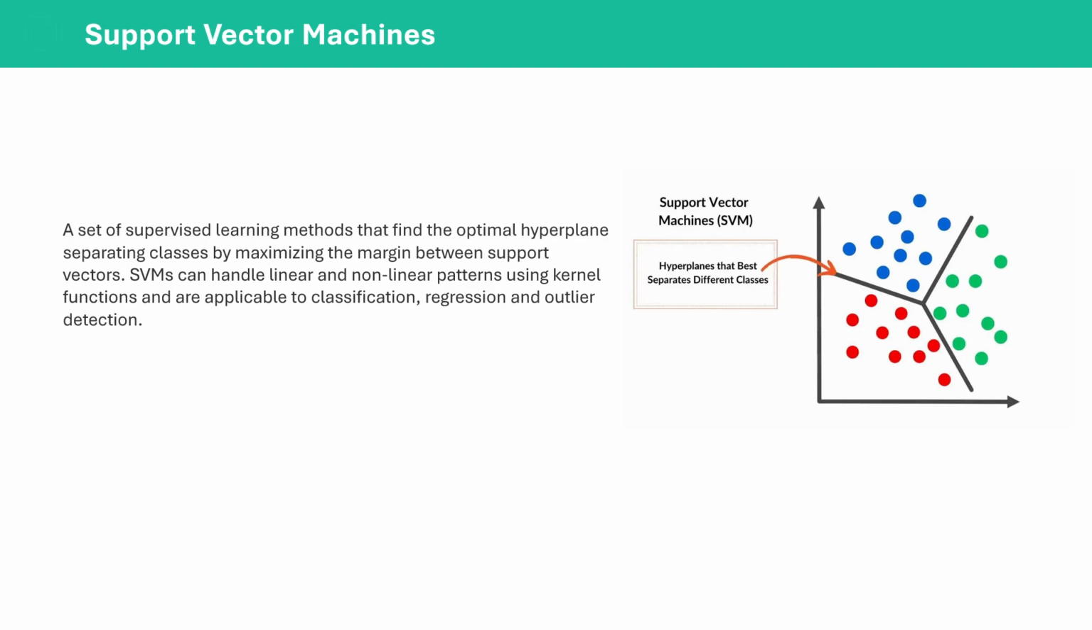Now, what if the data is not linearly separable? That's where kernels enter into the picture. And kernels are magic, but mathematical magic. They allow us to project data into higher dimensions without ever explicitly computing those dimensions. So support vector machine can handle linear patterns and non-linear patterns. It can do classification, regression, even outlier detection, all from one geometric idea, okay? So let's continue on the next slide.